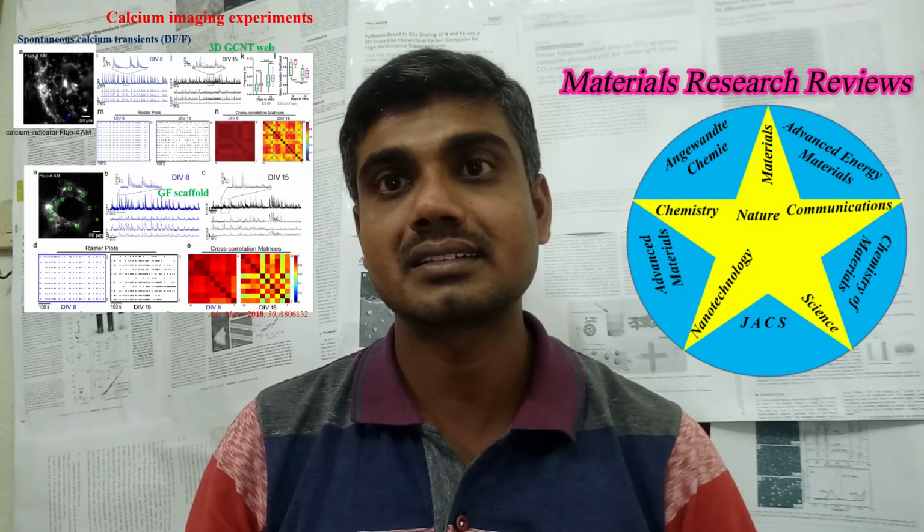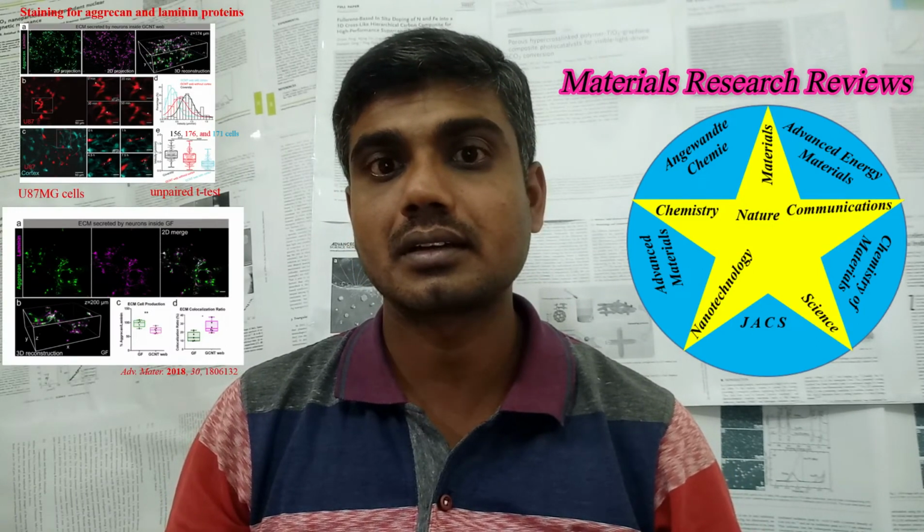They ran the calcium experiment. Here they used the indicator Fluo-4 AM. They compared the 3D graphene carbon nanotube and the graphene foam scaffold. Here the graphene scaffold shows brightness only on the cortical side, while the 3D graphene carbon nanotube web shows it in all directions. You can see that image. But the theoretical calculation I cannot understand.